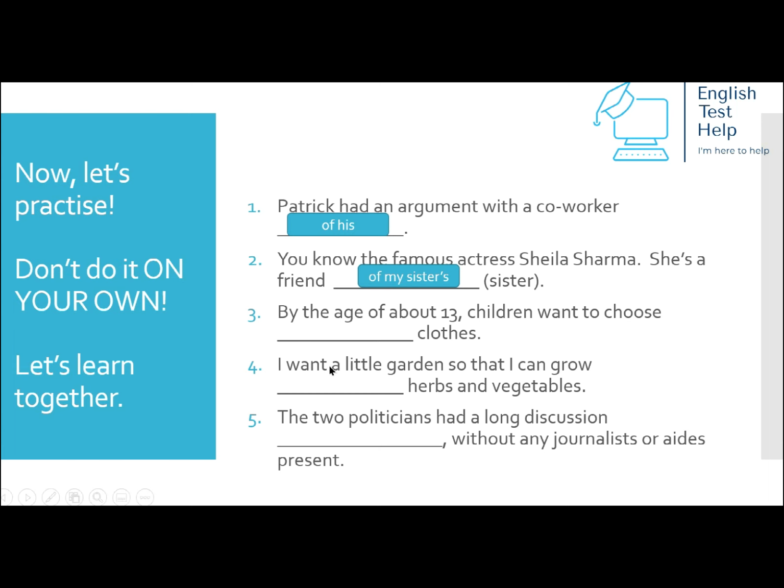Number 3, by the age of about 13, children want to choose children, them or their. Children want to choose their own clothes. Number 4, I, my or mine. I want a little garden so that I can grow my own herbs and vegetables.